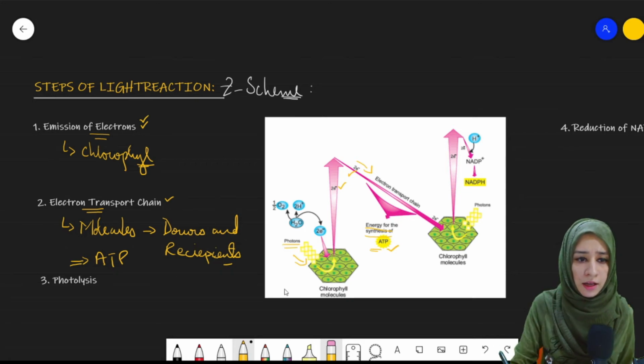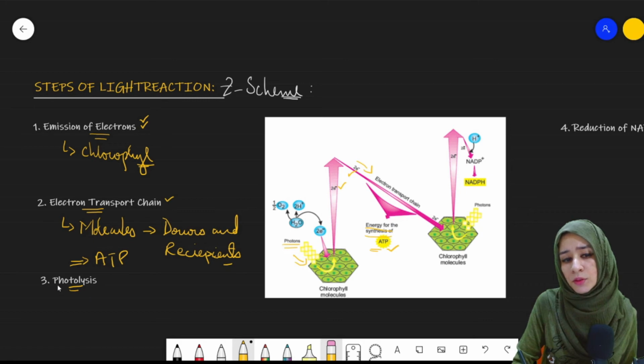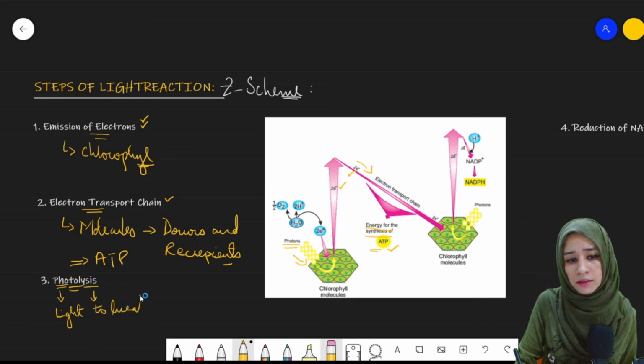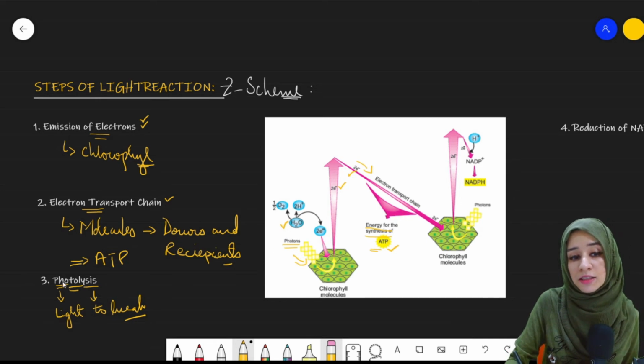Now, the third step that occurs is photolysis. What is the meaning of photo? Photo means light, and lysis means to break. Okay? So, in this step, basically the breakdown of water is occurring in the presence of light. The light is causing the breakdown of the water molecule into oxygen.